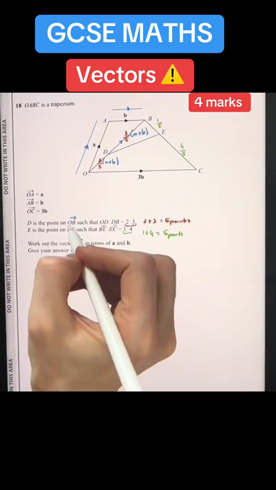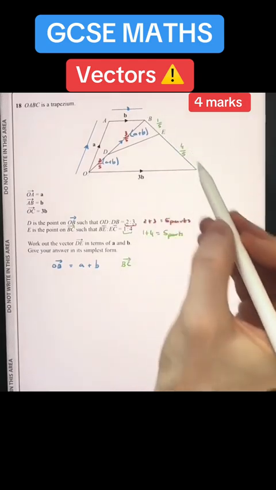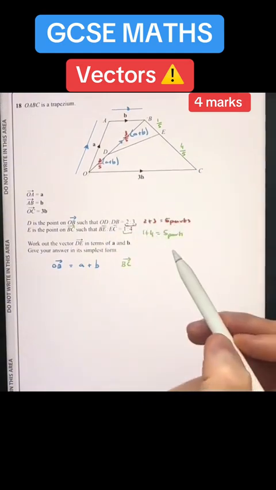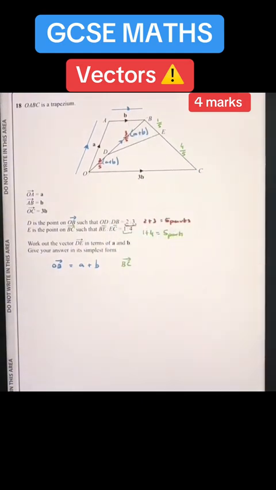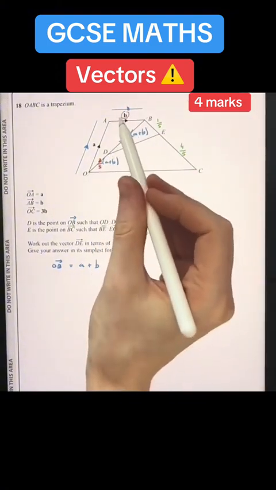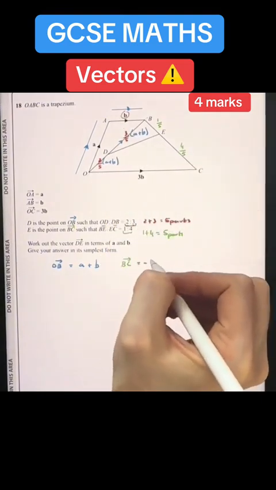I now need to find the vector BC. Well, BC means I'm starting at B and I'll get down to C. Well, one way is I can go from B to A. As I'm going in the opposite direction to the arrow, therefore I must put a minus in front of the vector. If A to B in this direction is positive B, therefore B to A in the opposite direction I'll put minus. Therefore it will be negative B.